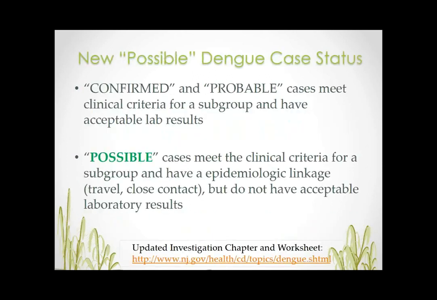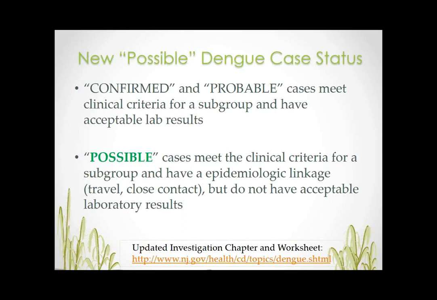So all cases of dengue have to meet the clinical criteria for one of the 3 subgroups. If you have a case without symptoms, that would be not a case. The type of appropriate lab test will determine if the cases are classified as confirmed or probable. And possible is a new case status for dengue.